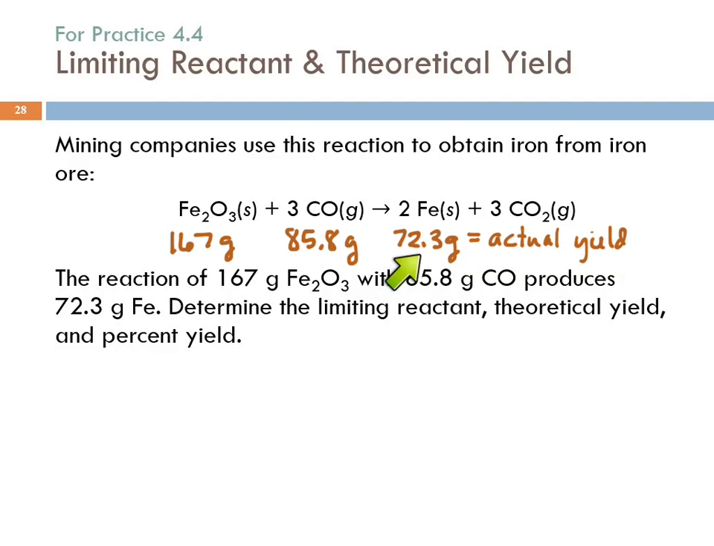So what we need to find is the theoretical yield, the mass of iron that could be produced from these 2 amounts of reactants. So we need to find grams of iron, and that's going to be our theoretical yield. The theoretical yield is always calculated using stoichiometry.